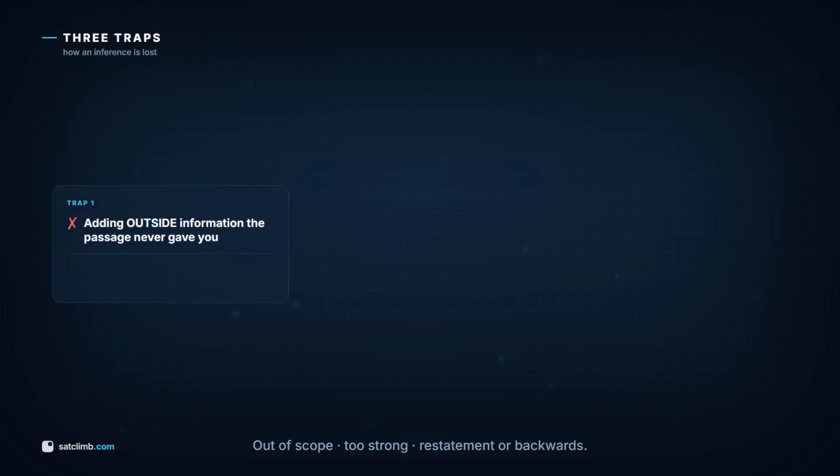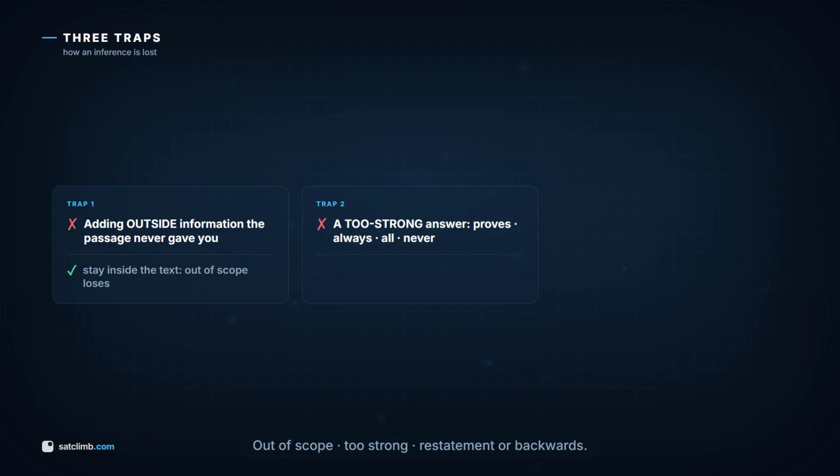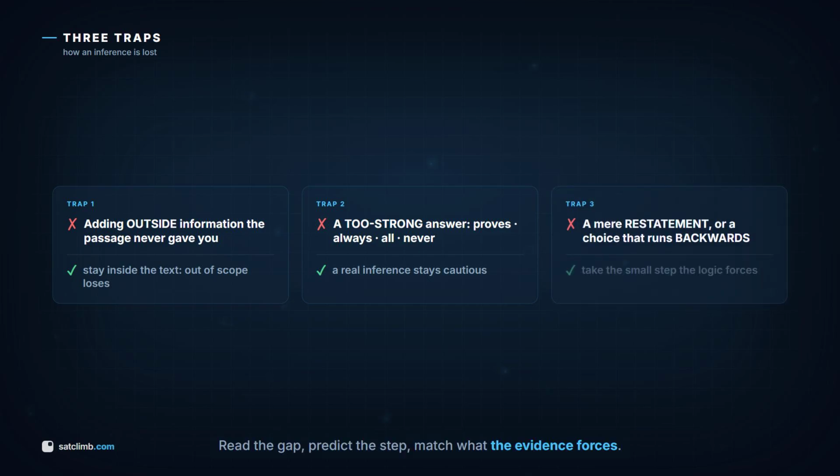Three traps. 1. Choosing an answer that adds outside information the passage never gave you. 2. Falling for a choice that's too strong, watch for proves, always, all, and never, real inferences stay cautious. 3. Picking a choice that just restates the text, or one that runs backward against its logic. Read for the gap, predict the step, then match the choice the evidence actually forces.